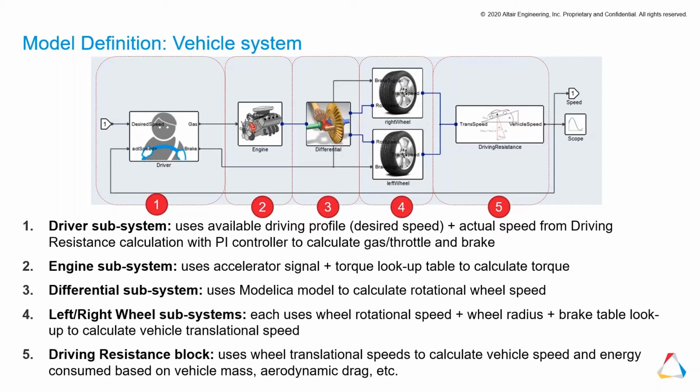Then we have our engine component, a gear, a differential gear. Then we have a right and a left wheel, and we have a driving resistance superblock, which contains resistance like air drag, like drag resistance, for example, or if you have a slope driving up a hill, that's also resistance. We will take a look at this in a few seconds.